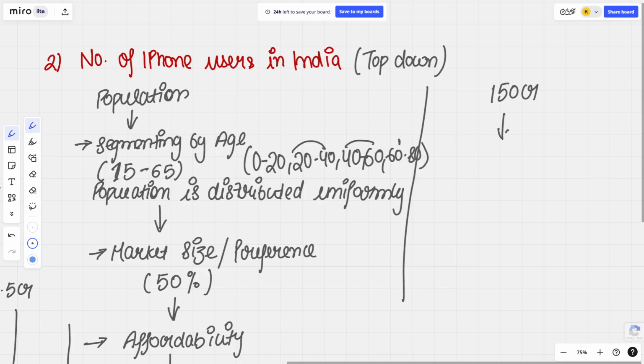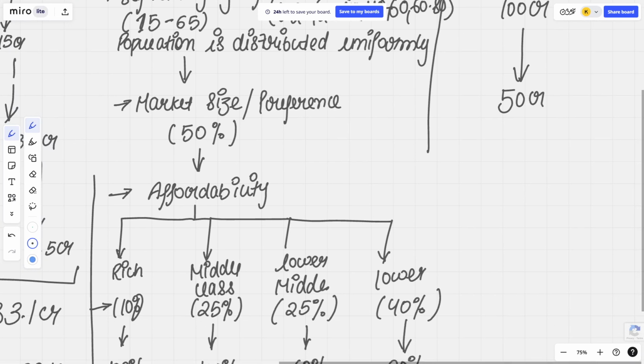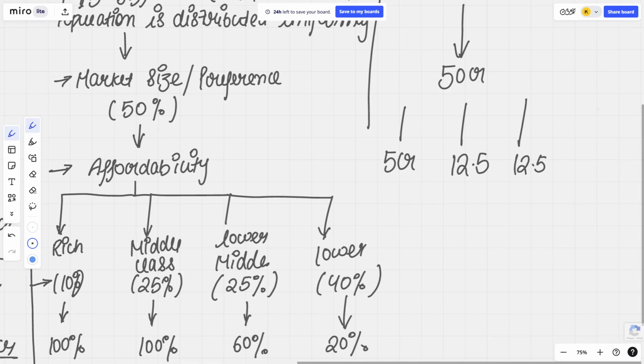That will give me an approximation of 100 CR, and I have taken that 50% of the users will be preferring an iPhone. So I have got to a number that is 50 CR. Now again the affordability test. 10% of this population is rich, that is 5 CR. 25% of this population is middle class, lower middle class is again 12.5, and 40% of the entire population is lower class.